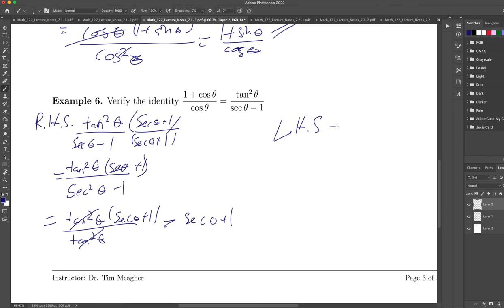Because here, if I just divide the cosine by both sides, this is the same thing as 1 over cosine theta plus cosine theta over cosine theta. Just splitting up your fractions. If you're uncomfortable with your fraction rules, it wouldn't be a terrible idea to review them. 1 over cosine theta is secant theta, plus this, which is equal to 1. Is this equal to that? Yep, and we're done.